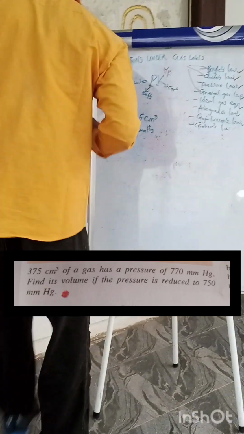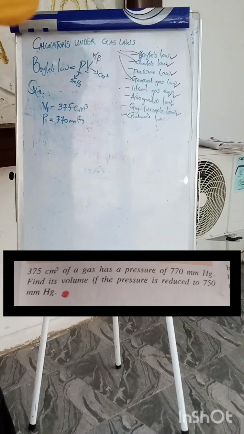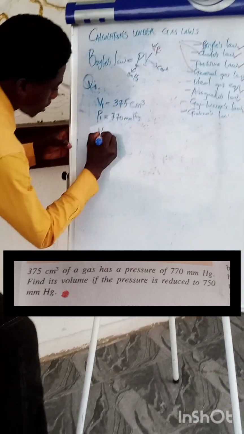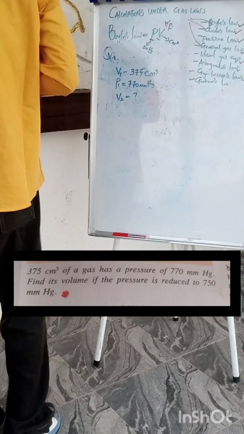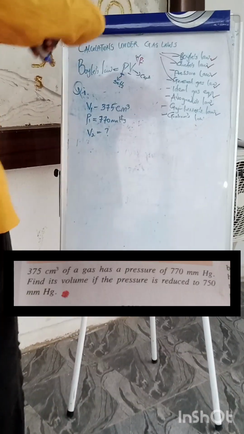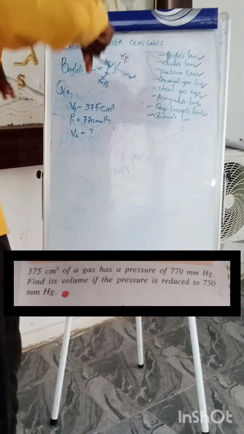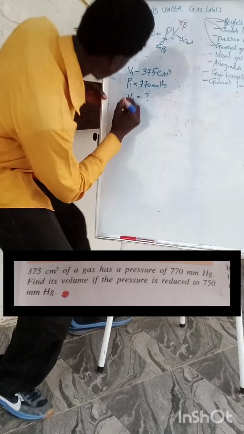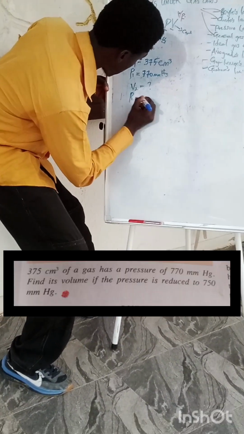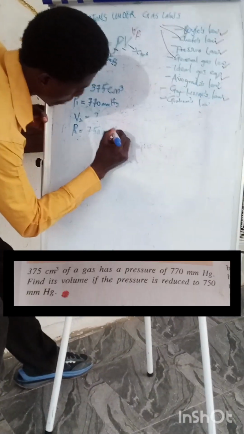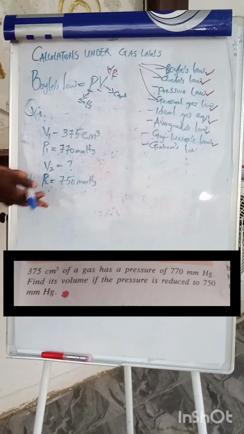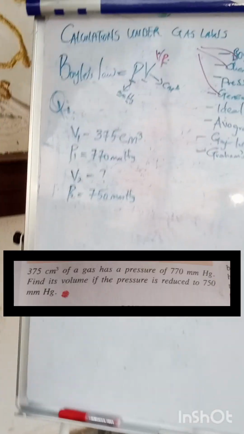Let's look at the next parameter. It said find its volume. So we are looking for the next V, which is our V2. That's what we are looking for. If the pressure is reduced to 750 millimeter mercury, so that the second pressure is now 750 millimeter mercury. How do I know that this is my second pressure from millimeter mercury?